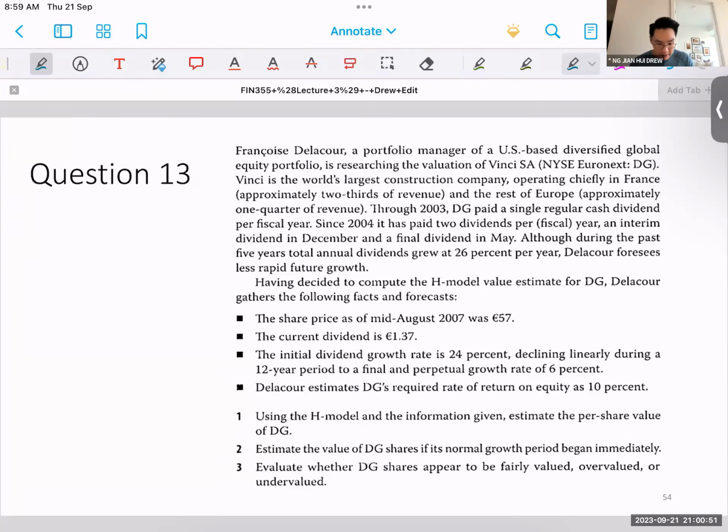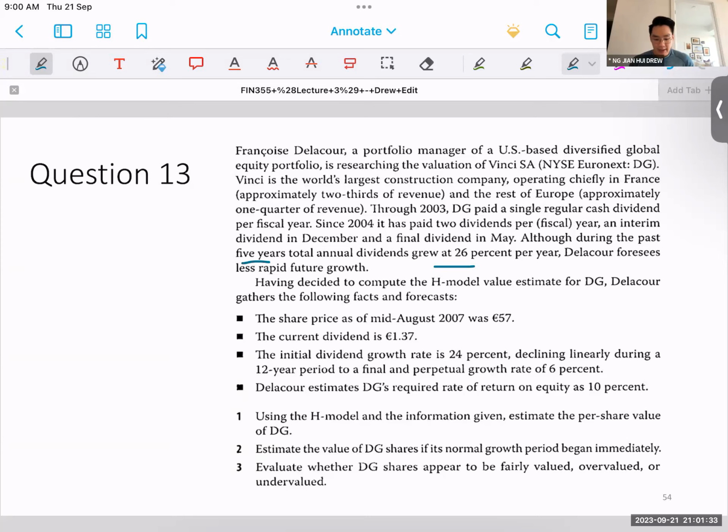So we have a portfolio manager here, managing a US-based diversified global equity portfolio. They want to research the valuation of Vinci, the world's largest construction company, in France. Since 2004, it has paid 2 dividends per year, an interim dividend in December and a final dividend in May. During the past 5 years, and this is important, annual dividend growth has been 26%.